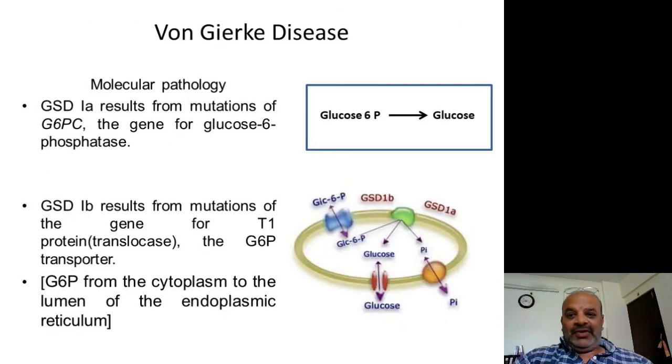So let us see what the von Gierke's disease type 1 is. It results because of mutation in glucose 6 phosphatase. The gene for glucose 6 phosphatase is G6PC. GSD1B results because of mutation in the gene of T1 protein, that is translocase for the glucose 6 phosphate transporter. Glucose 6 phosphate from cytoplasm to the lumen of the endoplasmic reticulum is taken with the help of this translocase. So if you are missing on the translocase or if you are missing on the enzyme, the outcome is going to be same. That is, you are not going to break glucose 6 phosphate.